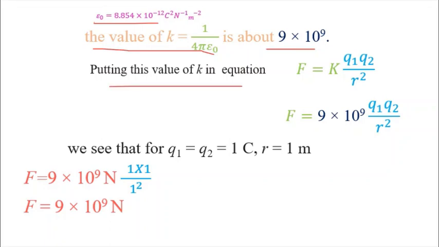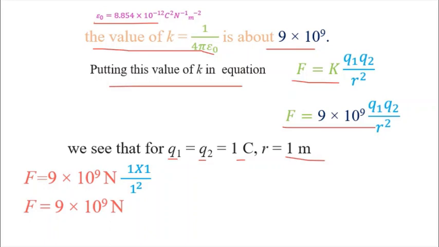Putting this value of K in the equation F is equal to K into Q1 Q2 by R square, that is, F is equal to 9 into 10 raised to 9 Q1 Q2 by R square. Suppose we consider two charges Q1 and Q2 of 1 coulomb separated by a distance of 1 meter, we can substitute these values of charges and distance in the equation.